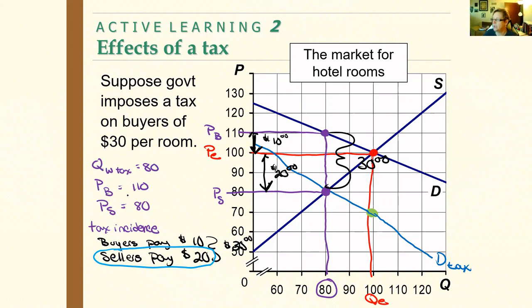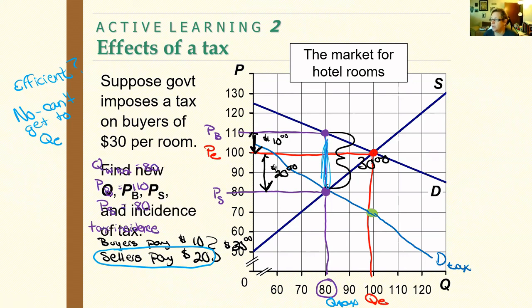Now, the other thing I like to ask students at this point is, once the tax is enacted and we have this new quantity at 80, is the market efficient by economic standards? And the answer here is no. It is inefficient, because we can't get to quantity equilibrium. The reason we can't is this tax right here puts a wedge into the graph, so it doesn't allow us to get to the quantity equilibrium of 100.